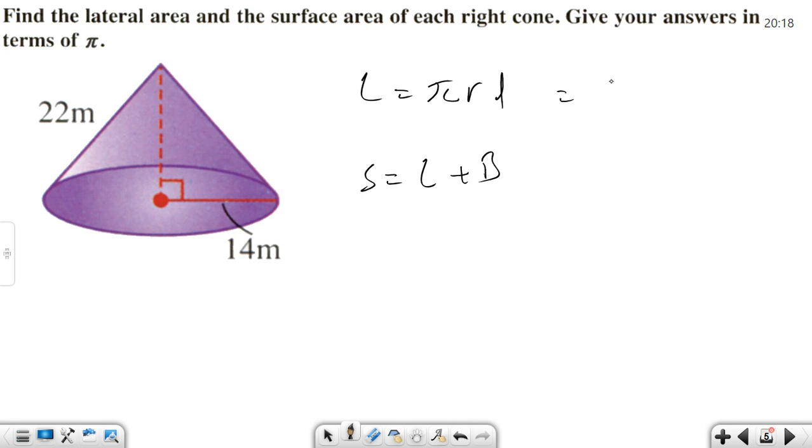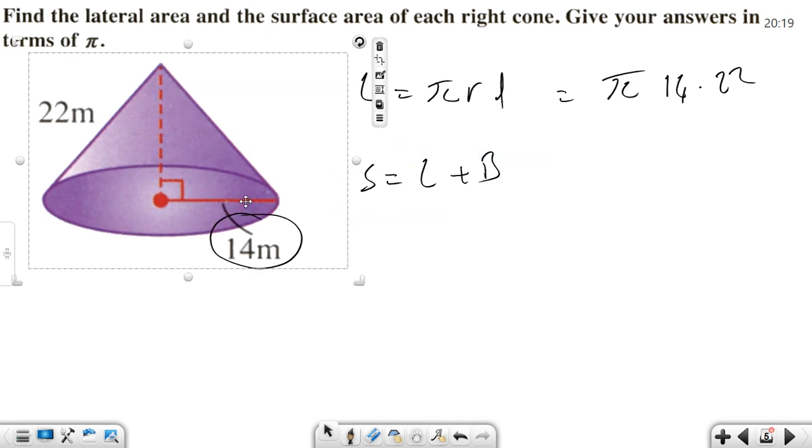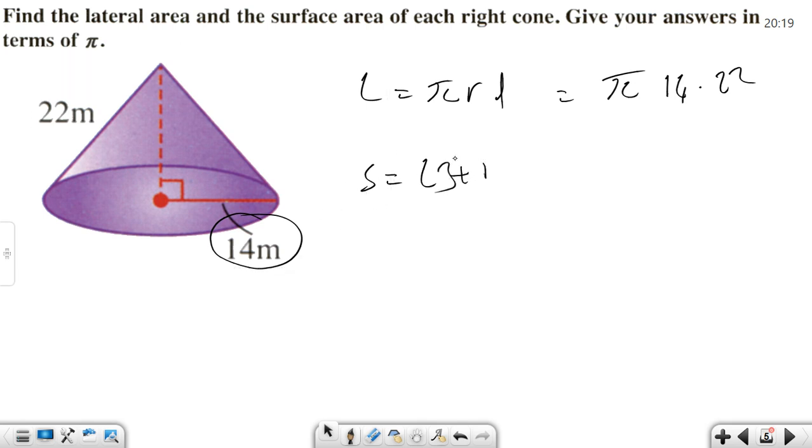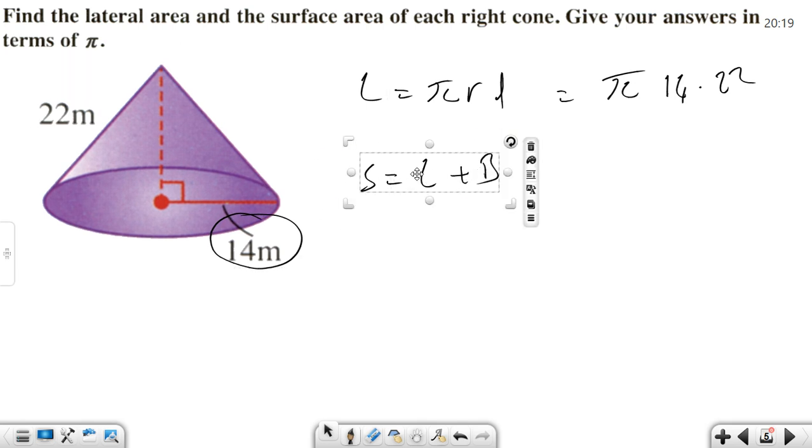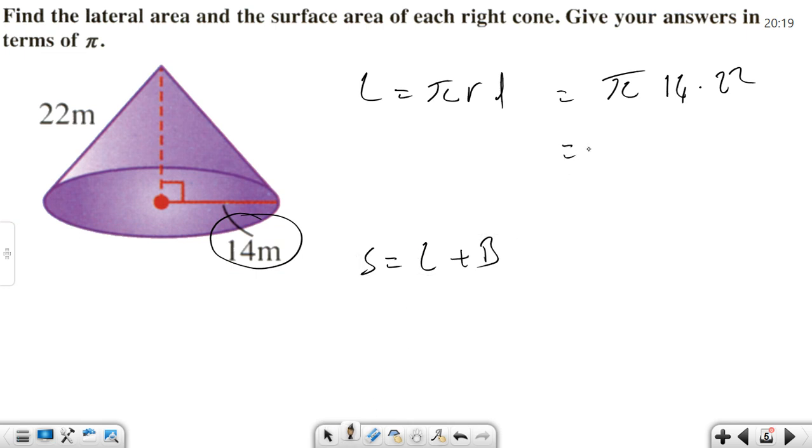Let's calculate the lateral area here. Pi times, what is the radius? 14, multiplied by what is the slant height? 22. Okay, 14 times 22. What is 14 times 22? 308. So 308 pi. That's the lateral face.